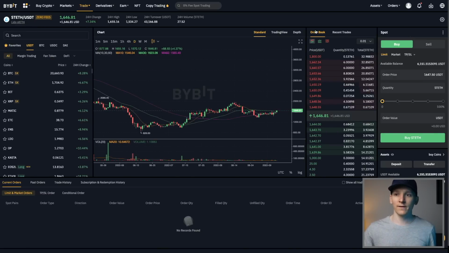If you want to use a centralized exchange, I use Bybit to buy staked ETH. You can see that here. Again, you can just see the amount it trades. It trades a little bit of a discount to actual ETH, but you can just buy it straight with US dollar tether. It's really easy. It is centralized, but you can withdraw that staked ETH to your wallet and then it will start accruing the fees as well.